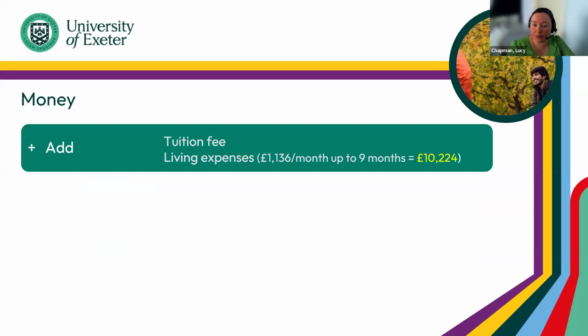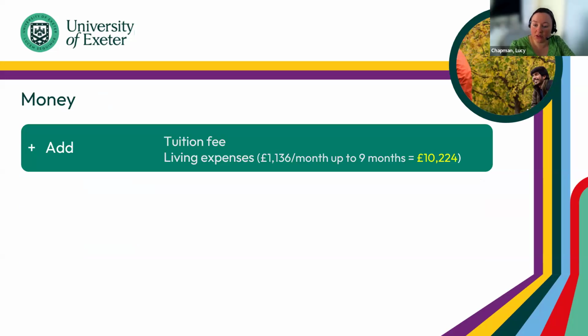Next, money. Another requirement for a student visa is that you have enough money to support yourself while you're studying in the UK. This is in addition to the cost of applying for the student visa. The total amount of money you need to have depends on your tuition fee amount, the length of your course, and any payments you have made to the university.